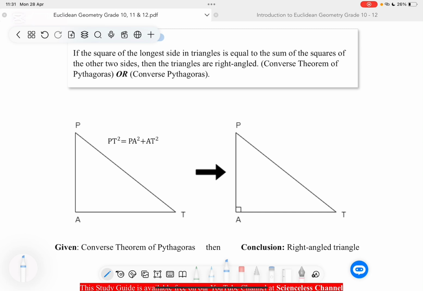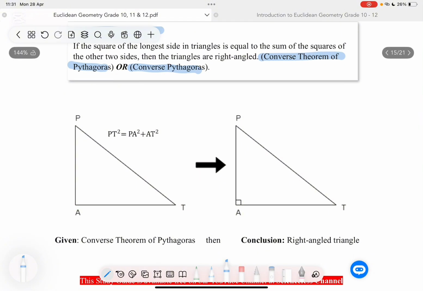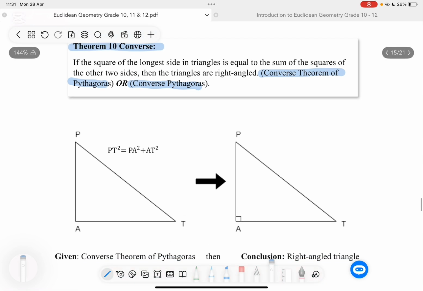And how we write this theorem in short, we simply say it is the converse of the theorem of Pythagoras, or you can simply say the converse of Pythagoras. Again, just to emphasize the fact that when we write this in short, we do not use the A part and the B part, because the A part in this case is the fact that we know this relationship between the sides of this triangle, then we can conclude that it is a right angle triangle.